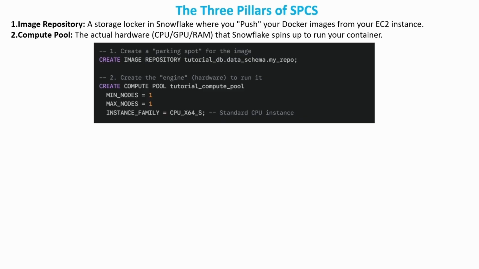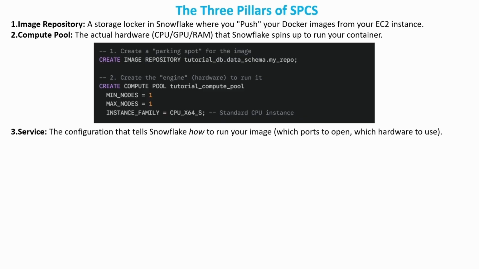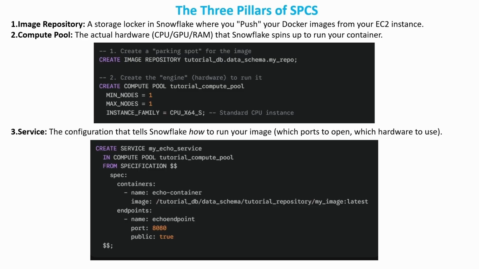And once you have created the image repository and the compute pool, you will create the service, which is nothing but a configuration that tells Snowflake how to run your image, which port to open, and which hardware to use. In order to create the service, we will say create service in the compute pool for the specification, and inside the specification you will mention all the specification details in YAML format. Once you create these things, you have successfully implemented Snowpark Container Services.